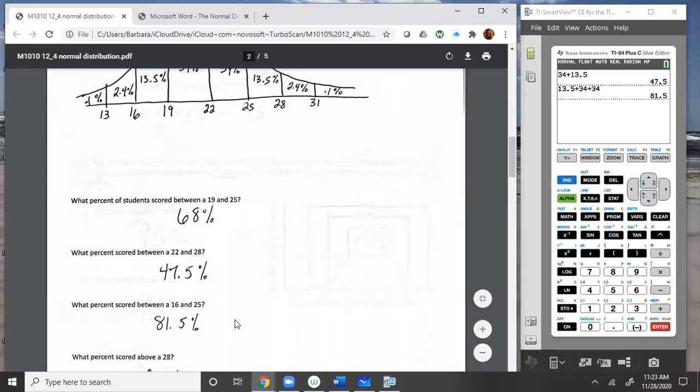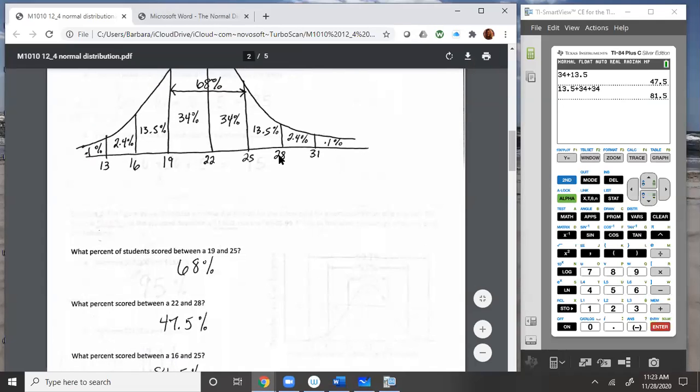What percent scored above 28? So here we're going to add 2.4 plus 0.1, which is 2.5%.